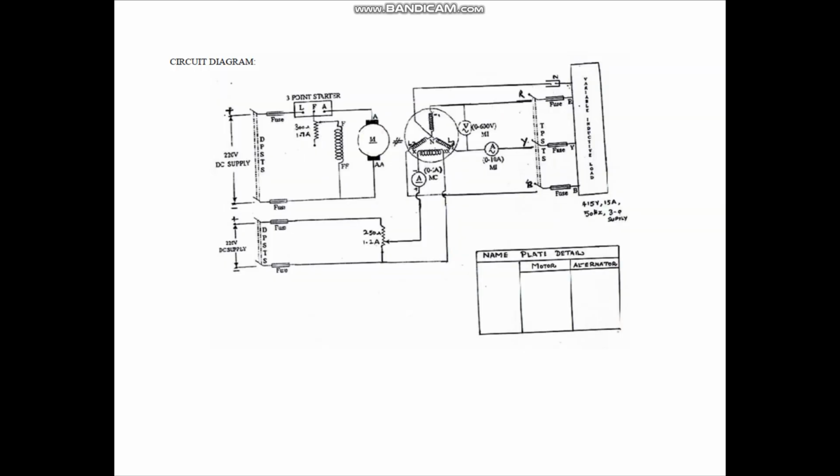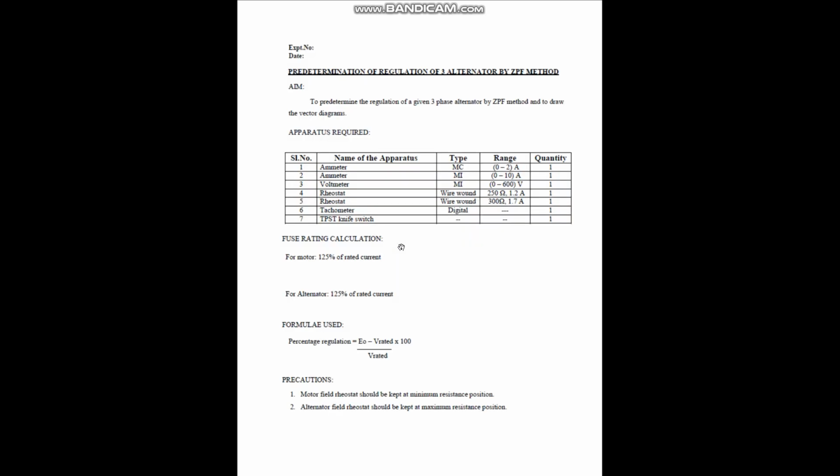So this is the circuit diagram. We have a 220 volt DC supply, a 3-point starter, then the motor coupled to the alternator with a 3-phase supply R, Y, B, then a variable inductive load. For field excitation, we are giving another 220 volt DC supply with a DPST switch. To perform this experiment, we are going to conduct two tests: one is the open circuit test and the other one is the short circuit test.